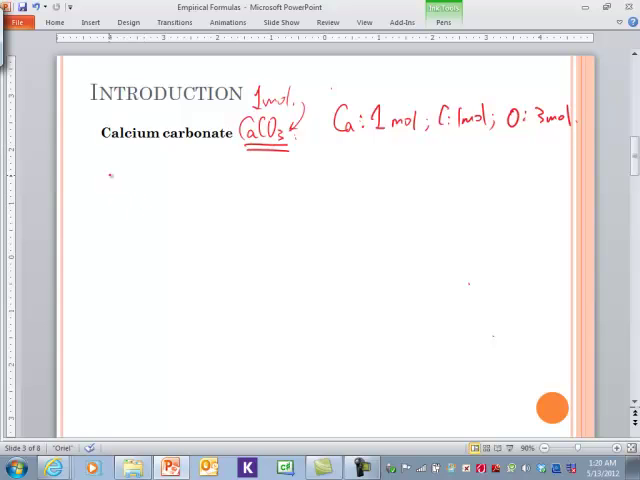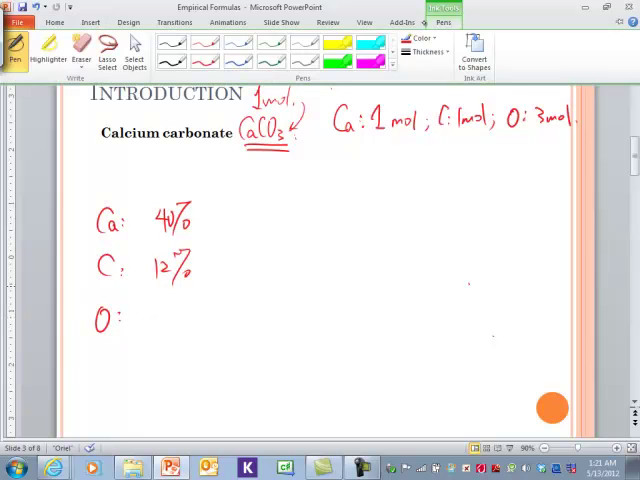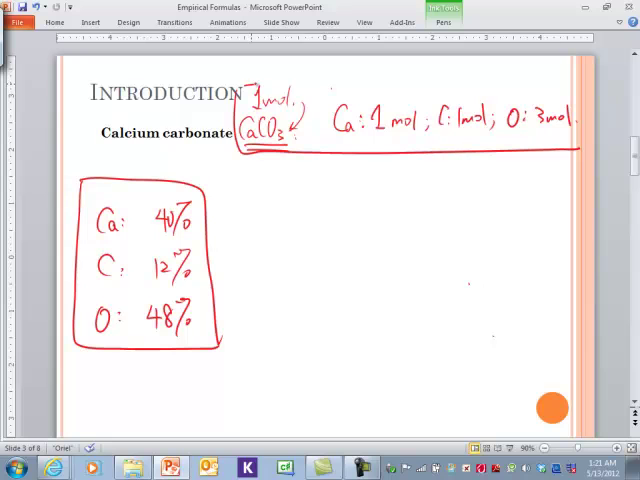On the other hand, you can analyze this compound. It will break down into calcium, carbon, and oxygen, and it can be readily analyzed to be 40% by mass, 12% by mass, and the oxygen is 48% by mass. Let's put it into this box, and let's put those into a separate box.